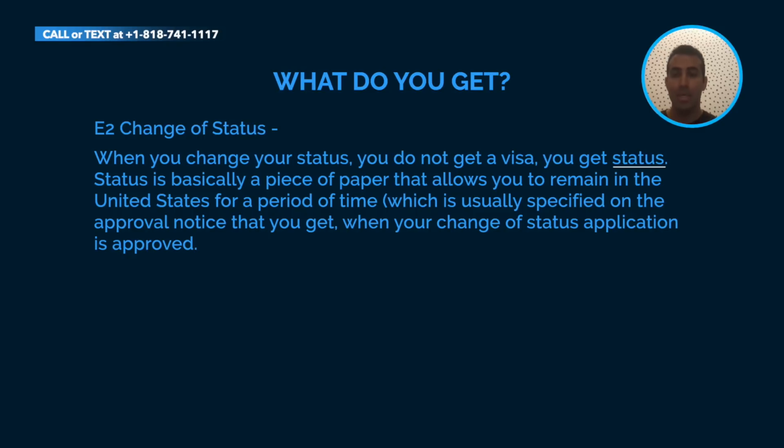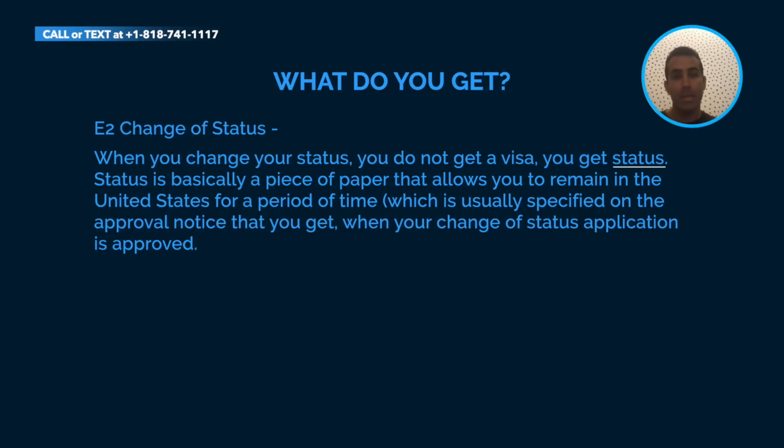So status is basically a period of time that you're approved to be in the United States to conduct some sort of an activity that's associated with that status. So for example, with an E2, if you do an E2 change of status, upon approval, you will be in E2 status for a period of time, which means that you're able to do what somebody under E2 status can do, which is to direct and develop your E2 business. And the terms of that status, again, as I mentioned in this note above, is specified on the approval notice that you'll get when the change of status application is approved.